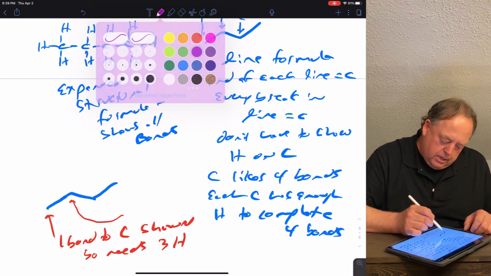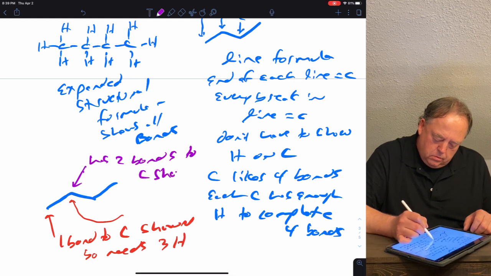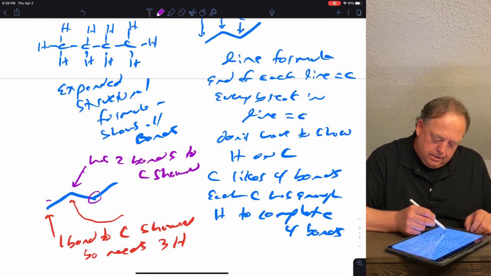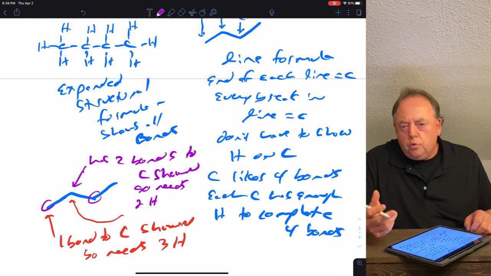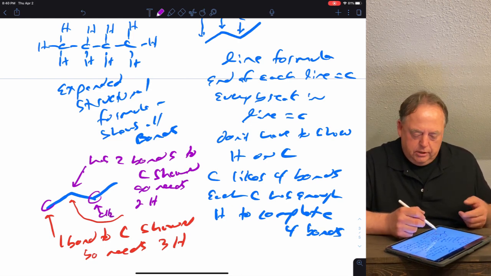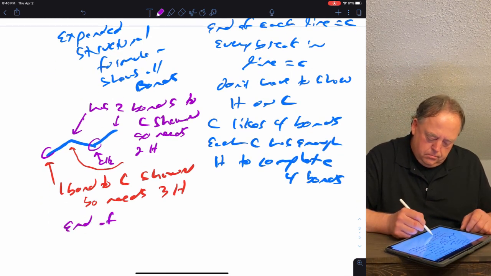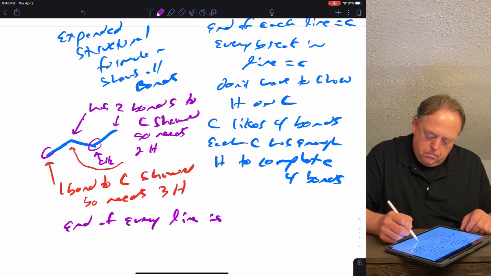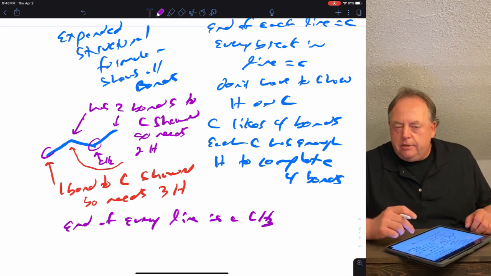Whereas if we take this carbon, it has 2 bonds to carbons shown, because that carbon and that carbon are attached to it, so it needs 2 hydrogens attached to it. All right, so that's a CH2, and then this would be a CH2, right? Because that carbon's got 2 carbons attached to it, so it needs 2 more hydrogens. And then that carbon only has 1 carbon attached to it, so it would need 3 more hydrogens. So basically at the end of every line is a CH3, and the breaks in the line in this case are CH2s.